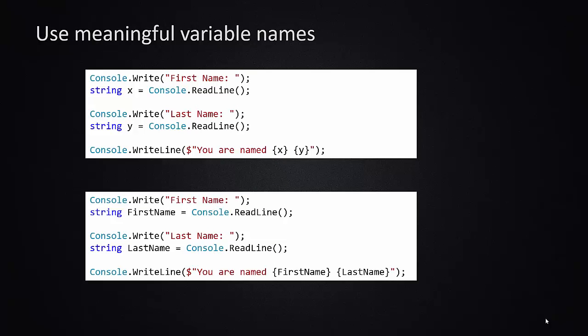Along those same lines, you should use meaningful variable names. Here are two little code snippets of C# code, both of which are perfectly acceptable, will function correctly, and will output your name, John Doe, for example. But here in the first example, I have named the variables x and y. And in the second example, I've named the variables firstName and lastName.